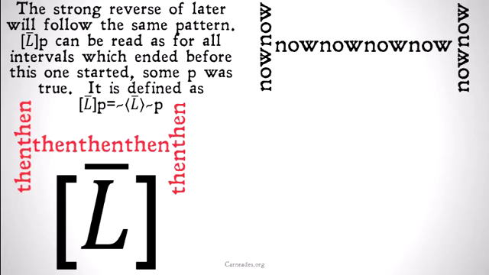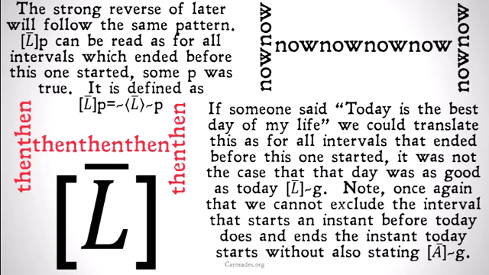LP can be read as: for all intervals which ended before this one started, P was true. Once again, it's going to be defined with those two negations on either side of our possibility or diamond operator. If someone said, "Today is the best day of my life," we could translate this as: for all intervals that ended before this one started, it was not the case that that day was as good as today. Note once again that we cannot exclude the interval that starts an instant before today does and ends the instant today starts, without also stating for all instants that stop directly as this one starts, it's not the case that it was a good day.